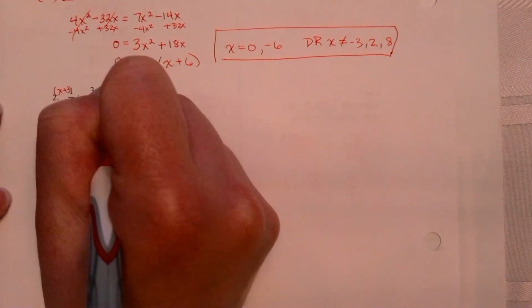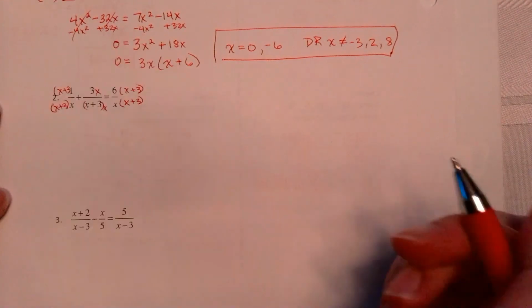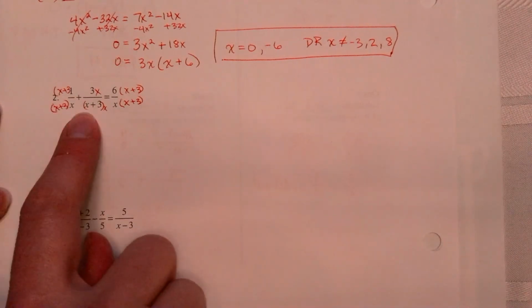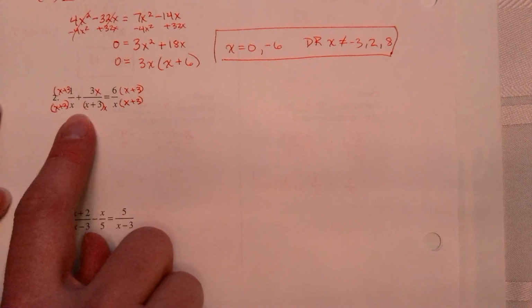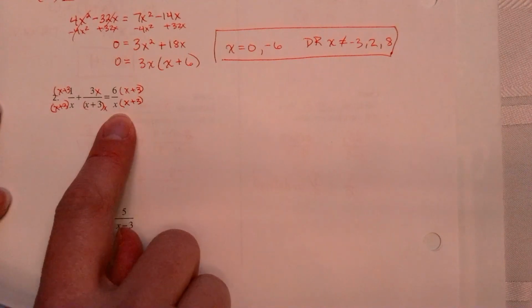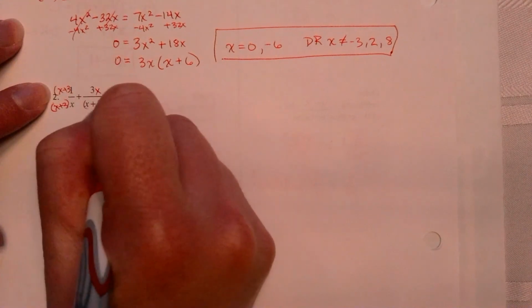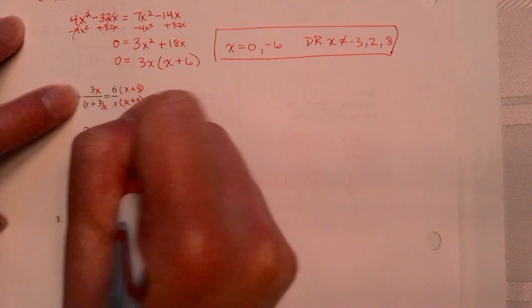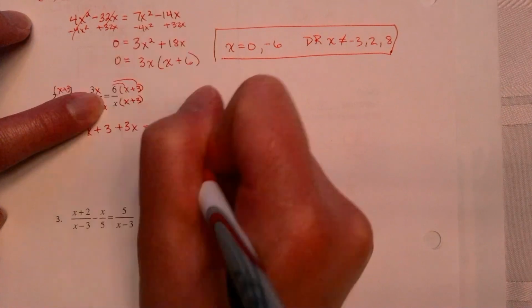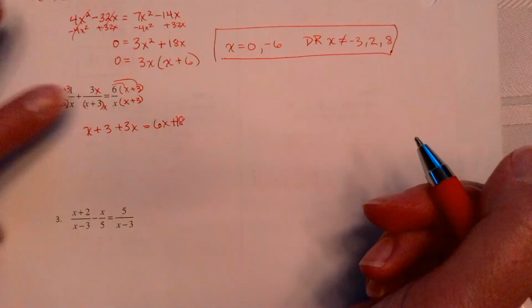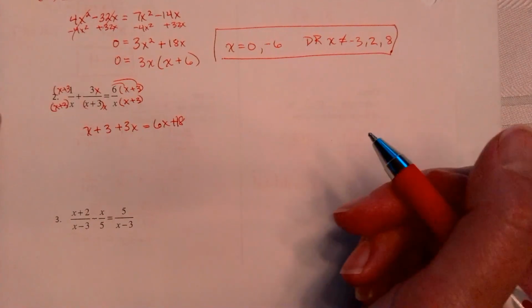And this needs an x and an x. So here I go again. Even though I have 2 pieces over here, this would funnel down to be a common denominator of x and x plus 3, and we have the same denominator over here. So I have my numerator, x plus 3 plus 3x is equal to, and let's go ahead and distribute that, 6x plus 18. Okay, so I'm looking at this and cleaning it up.